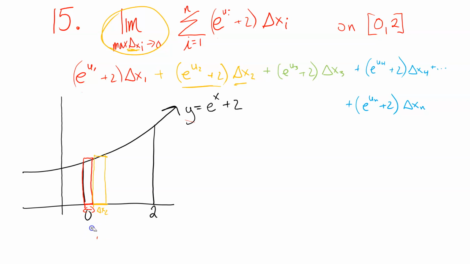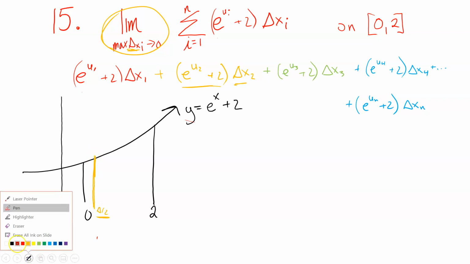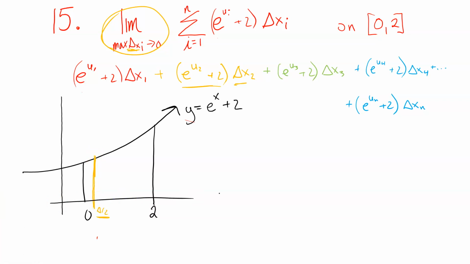Let's say for this orange box, the maximum size of this delta x sub 2 goes to 0. What would that mean for that width to go to 0? It would mean we would have a very skinny rectangle that would be almost 0 units wide. That would be what happens when the delta x's go to 0.